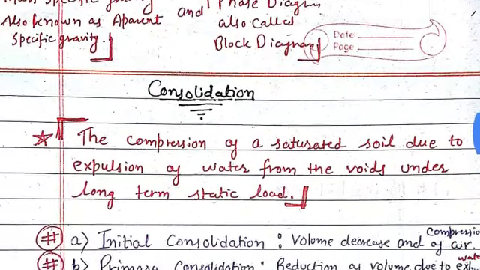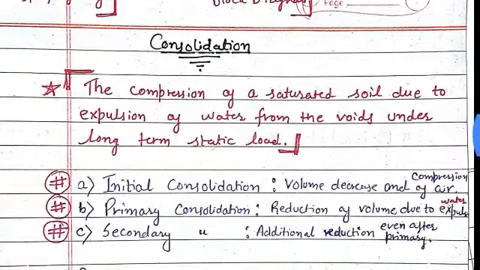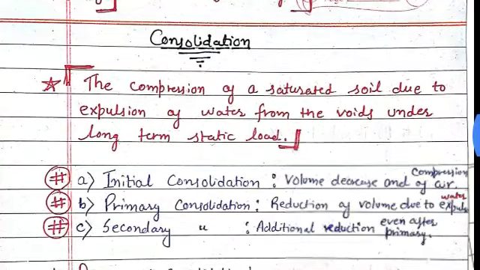Next one is consolidation. Consolidation is the compression of a saturated soil due to expulsion of water from the voids under long-term static load. There are three types of consolidation: first initial, second primary, and third one is secondary. In initial consolidation, volume decreases and compression of air.